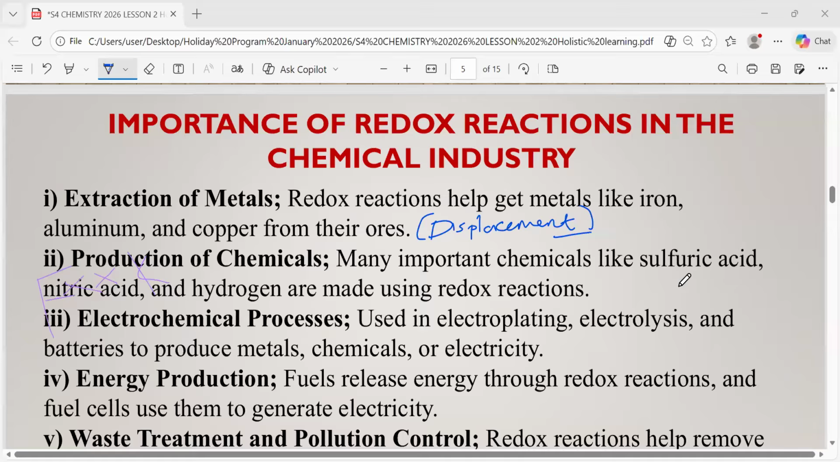Nora, you can take us through the second point. Production of chemicals. Many important chemicals like sulfuric acid, nitric acid, and hydrogen are made using redox reactions.